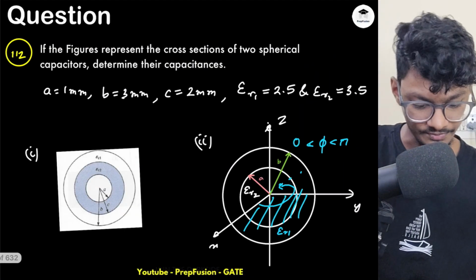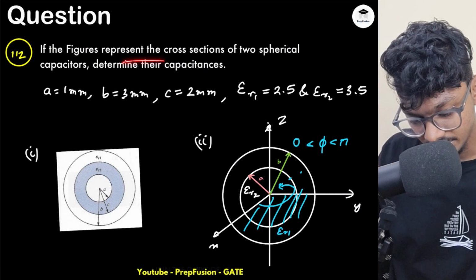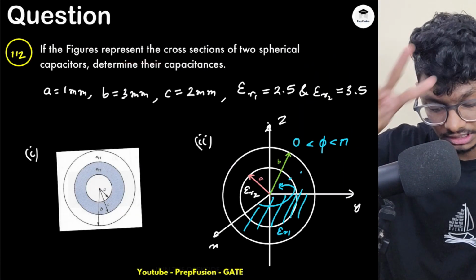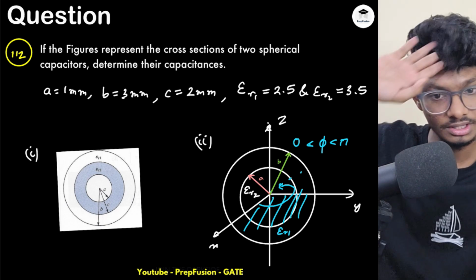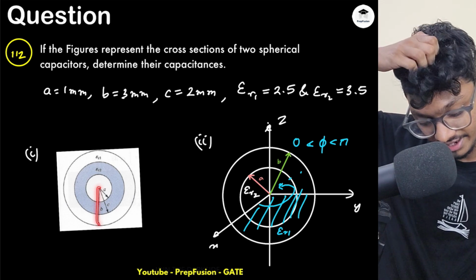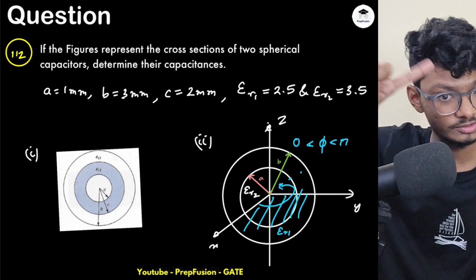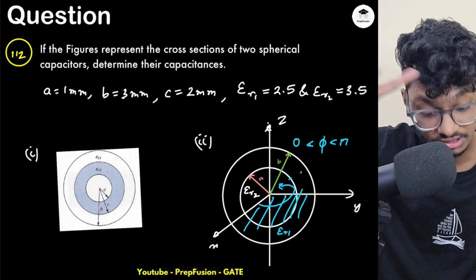Okay, so with respect to this, can you solve this question? If the figures represent the cross section area of two spherical capacitors, determine their capacitances. Here I am varying with respect to something, and I will not say what. Here also I am varying with respect to something, I will not say it.